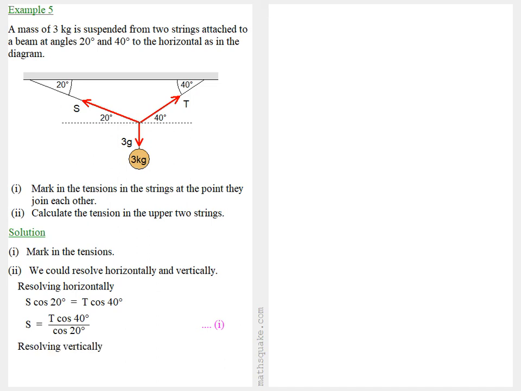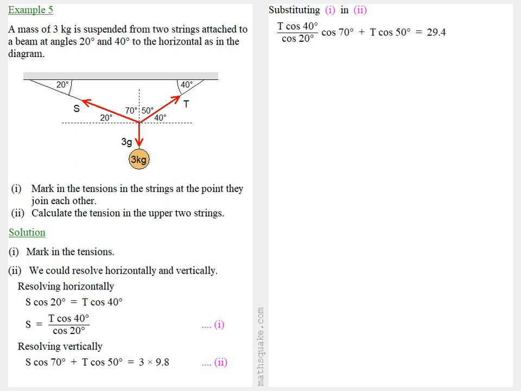If we resolve vertically, the angles between the strings and the vertical are 70 degrees and 50 degrees. So in the upwards direction, we've got S cosine 70 plus T cosine 50, and that's equal to 3g, 3 times 9.8. So if we substitute equation 1 into equation 2, we get T cos 40 over cos 20 times the cosine of 70 plus T cosine 50 is equal to 29.4.